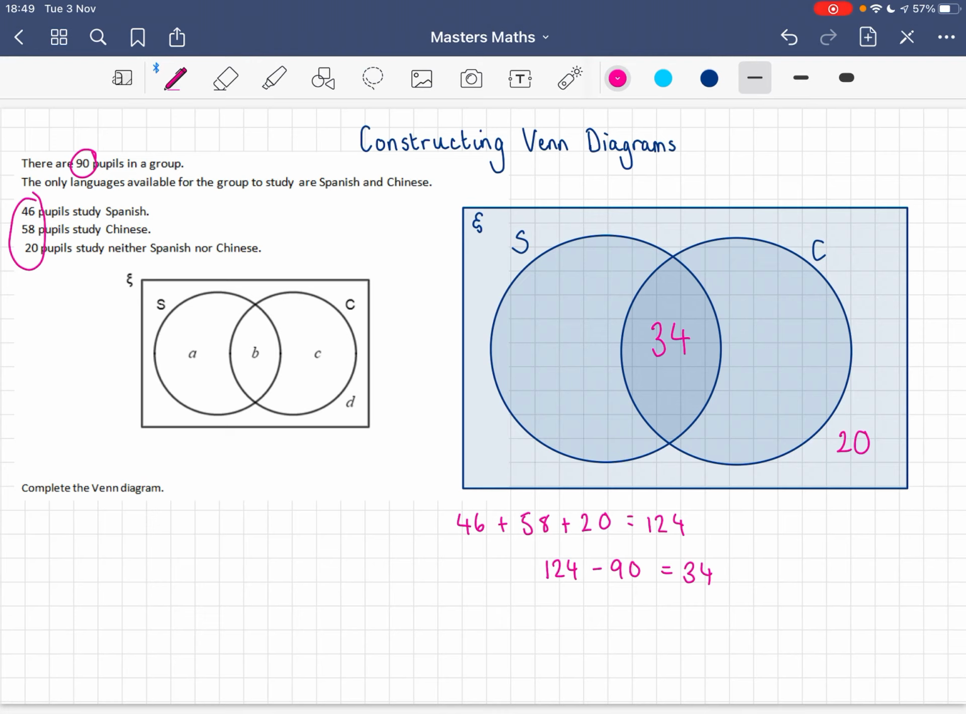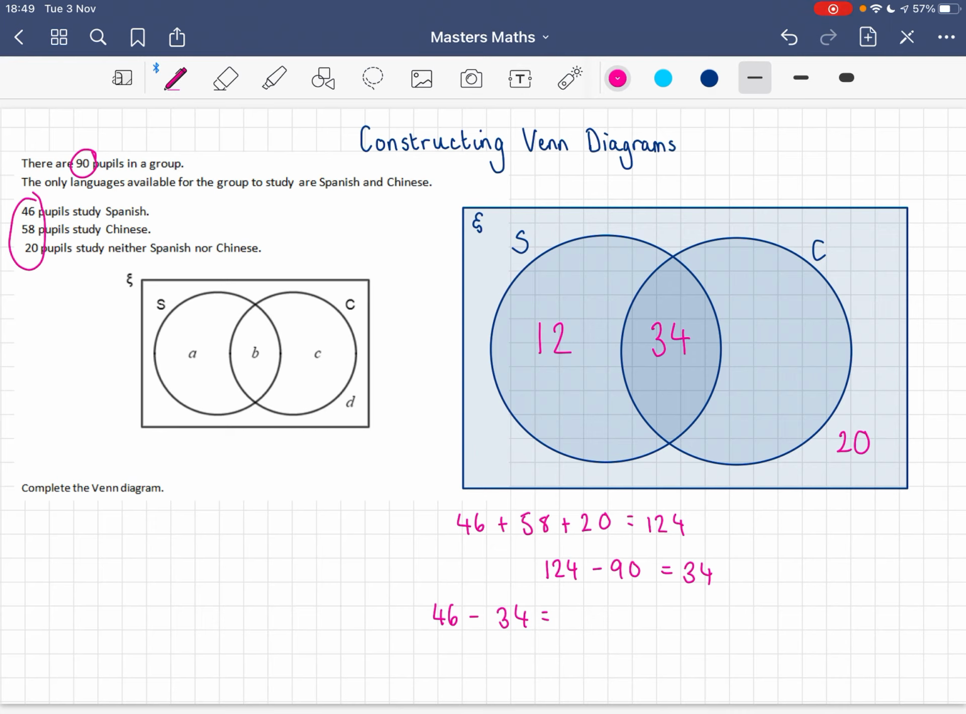So the whole Spanish circle has to have 46 students in it altogether. We've already accounted for 34 of those. So we need to do 46, take away 34, and that is 12. So we have 12 students who just do Spanish.